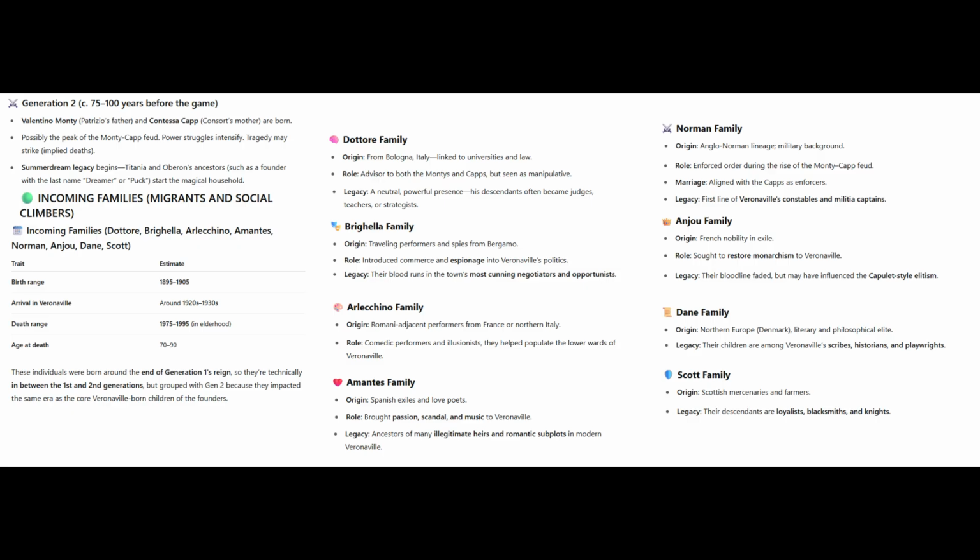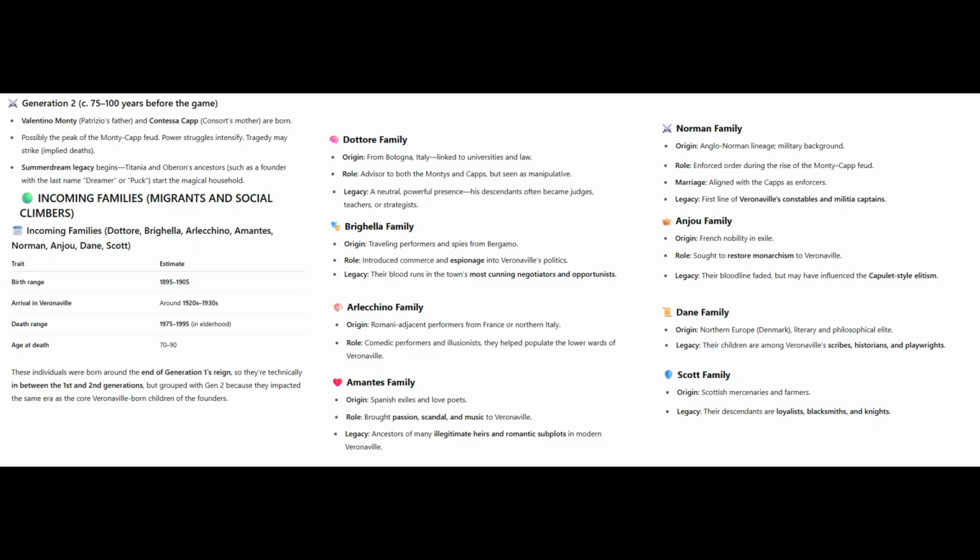And all of their children, i.e. Generation 3, are peers. And these people's children will be the friends and allies of either the Contessa or Consort Cap or the Isabella and Patrizio Monty. So that's the baseline for all of this. We're doing a lot of setup here.